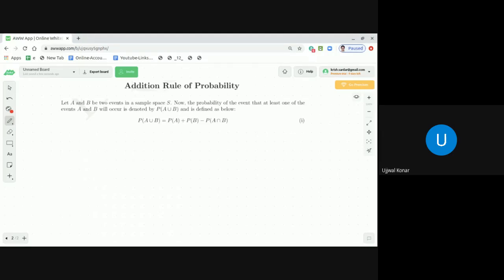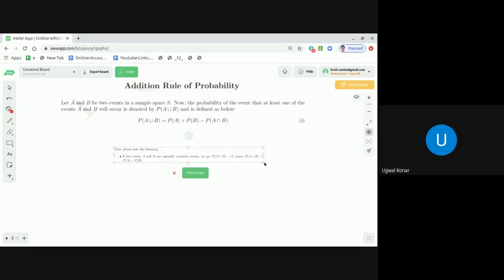By the way, all these things you see, probability of A union B, probability of A, probability of B, probability of A intersection B, all these are values between 0 and 1, including both 0 and 1. That is what is denoted by probability of A union B, and it is very frequently used. Now, related to this addition rule of probability, I would like to tell you the following points one by one, and I will also explain accordingly.